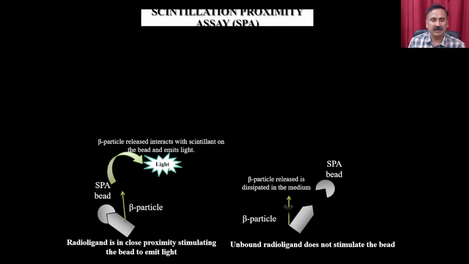Scintillation proximity assay. The scintillation proximity assay is an assay where you have beads, the scintillation proximity beads, and these beads, when they receive the beta particles from the radioactive material, are going to give you light.